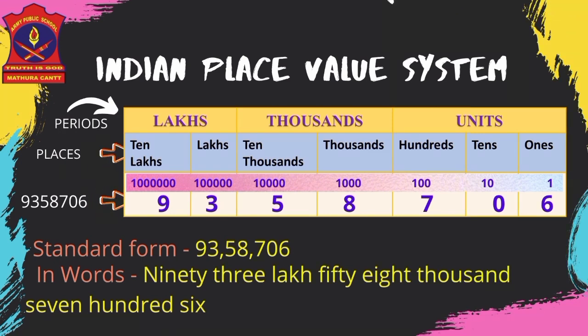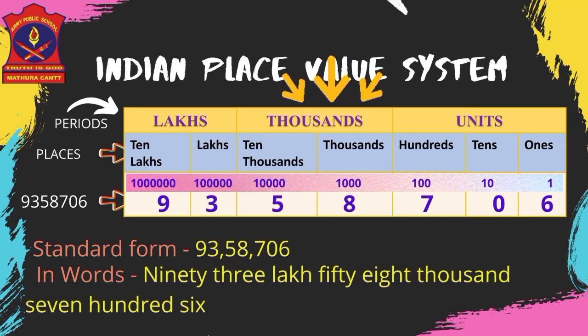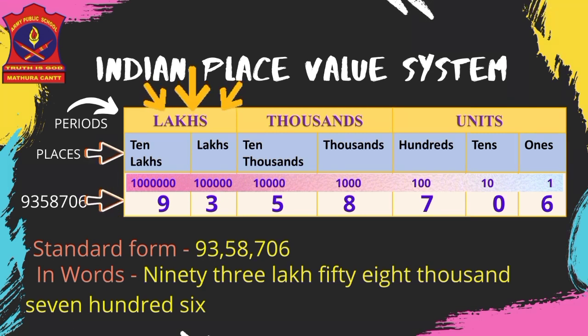Starting from the right, we divide the place value system into 3 periods. The first period consists of 3 place values called the ones period. The next period consists of 2 place values called the thousands period. The next period also consists of 2 digits or 2 place values called the lakhs period. We separate the periods by putting a comma while writing the numbers.